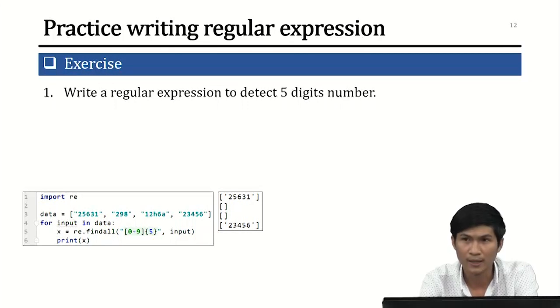And for the third element, it is 5 characters, right? However, it contains some letters. So as per our rule, we define the number ranging from 0 to 9. So from these, it does not match the string. Last but not least, we have another 5-digit number, so we also got this matching. So as a result, we obtain 2 matchings from this input data.